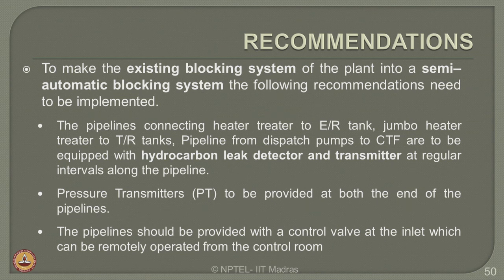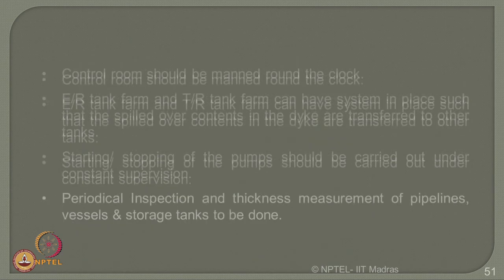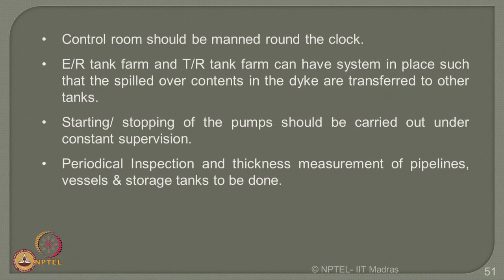Pipelines should also be provided with control valves at the inlet, which can be remotely operated from the control room. They can be opened or closed depending upon the demand as far as the pipeline is concerned. The control room should be manned round the clock. The emulsion recipient tank and the TR tank can have a system in place such that the spilled-over contents in the dike are transferred immediately to other tanks, because this can avoid the liquid dispersal in terms of BLEVE.